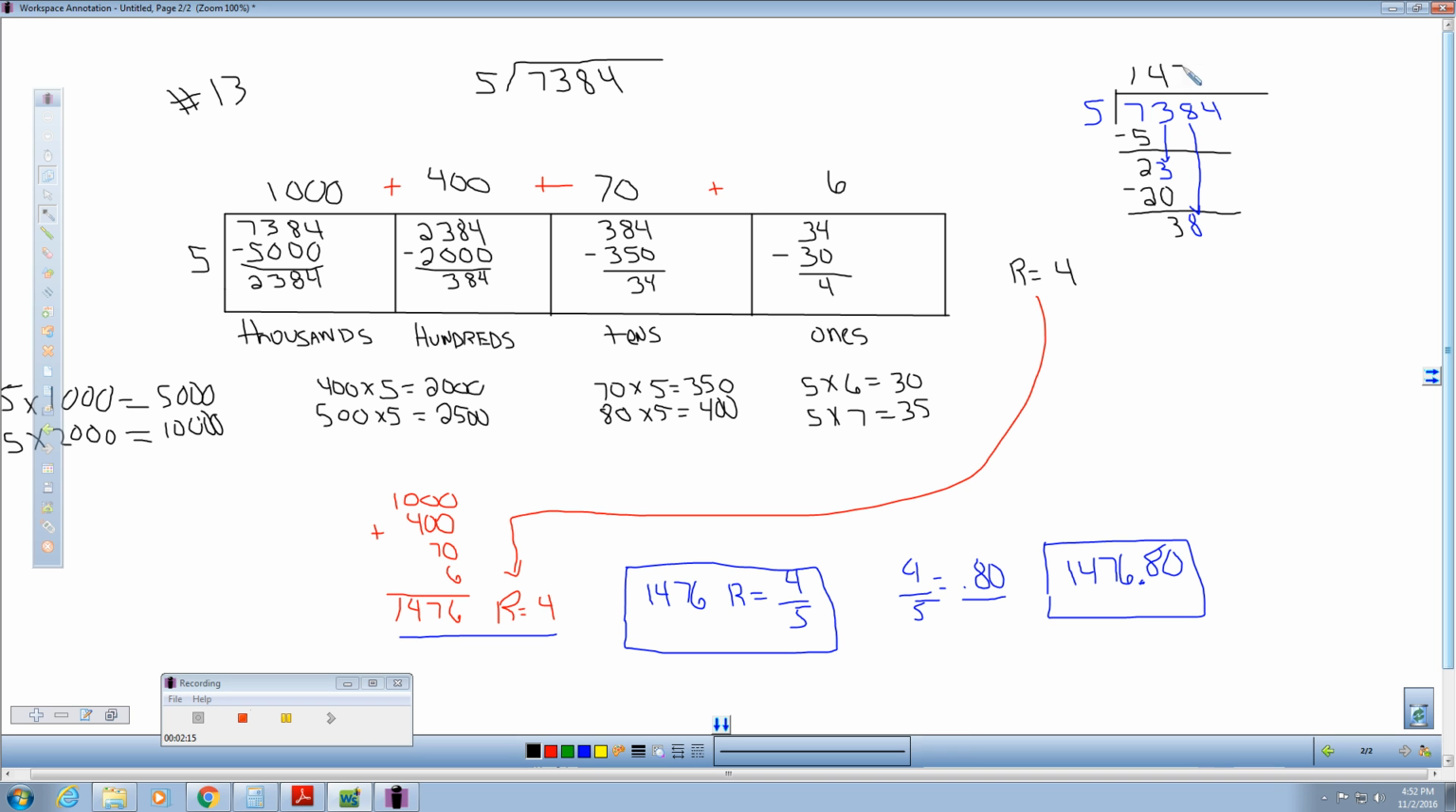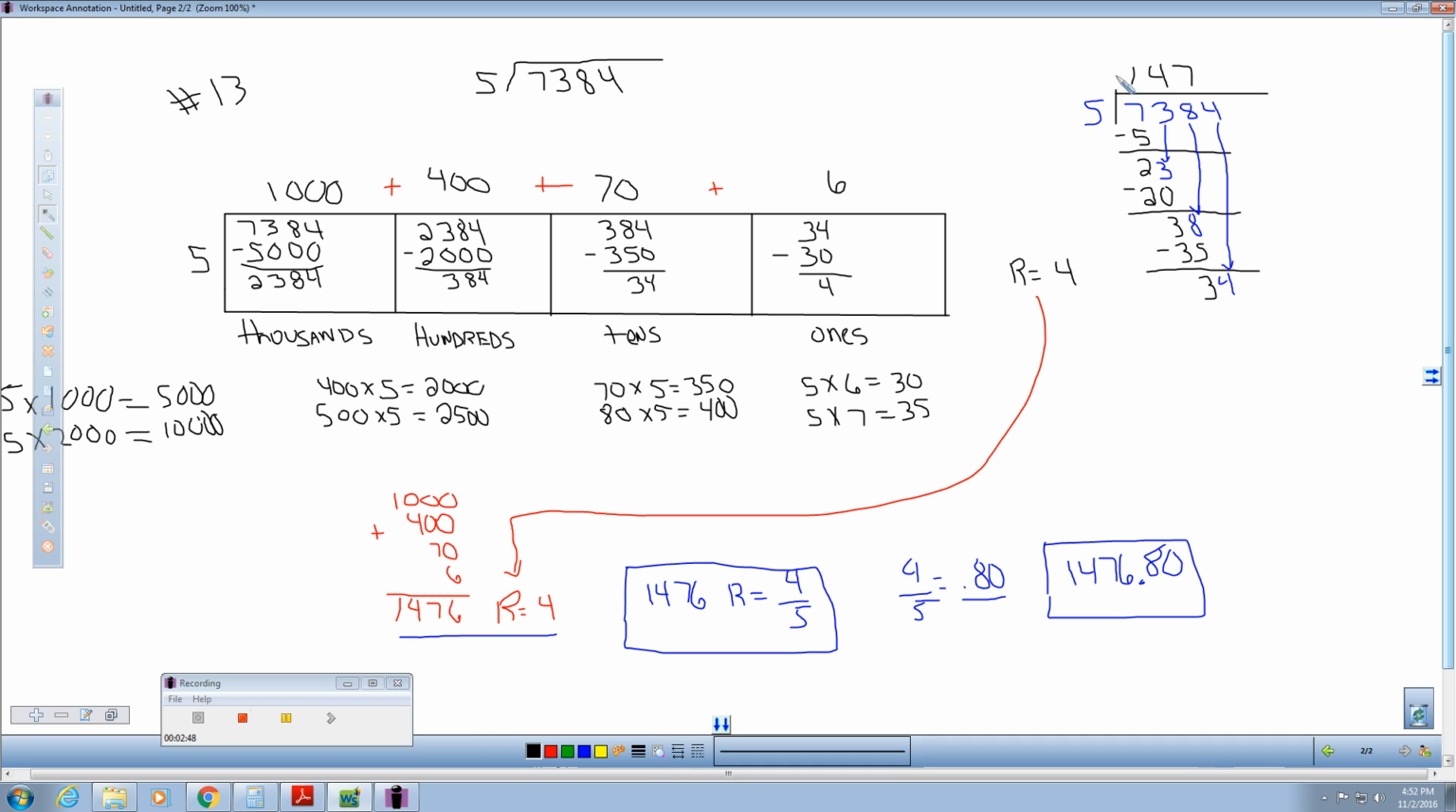So 5 times 7, I'm going to write the 7 up here above the 8, making sure everything's staying aligned. So 7 times 5 is 35. I'm going to write that in. I'm going to draw a line and subtract them just like I've been doing. 38 minus 35 is 3. And lastly, I have to bring down the last number up here, which is a 4. So we're going to bring this 4 down, and this number is now 34.